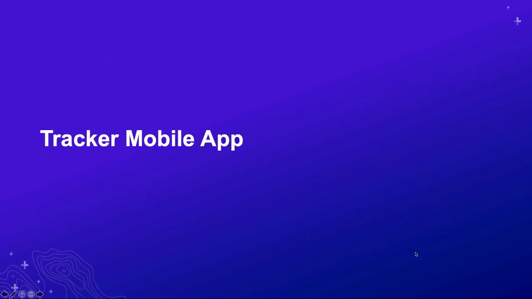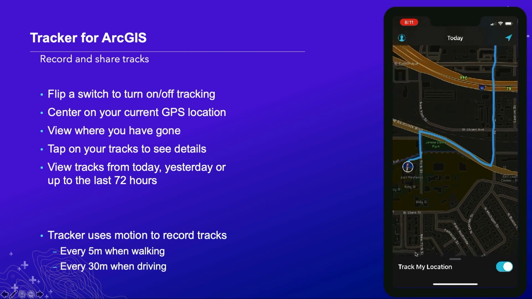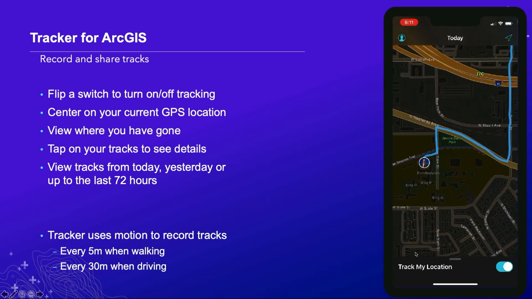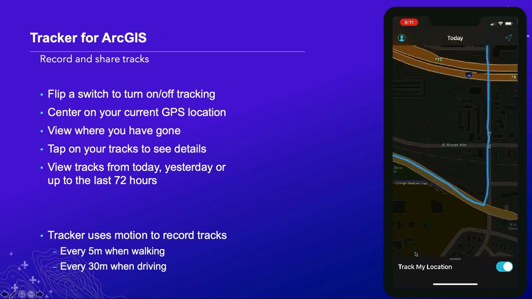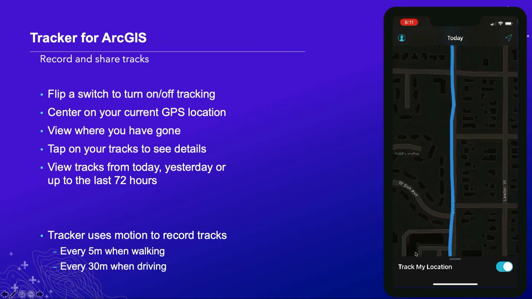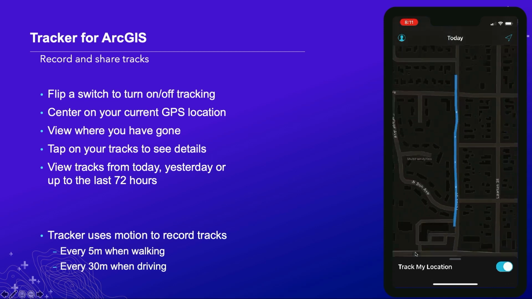Let's take a closer look at the mobile application first. I've got an embedded video here that's going to show you how simple it is to get started. Once I've signed in, I can simply flick the switch to turn tracking on or off. I can tap on my GPS location to see where I currently am. Or as you can see, there's a history of where I've gone. I can zoom in on that track data, tap on it, and get some meaningful information out of it.